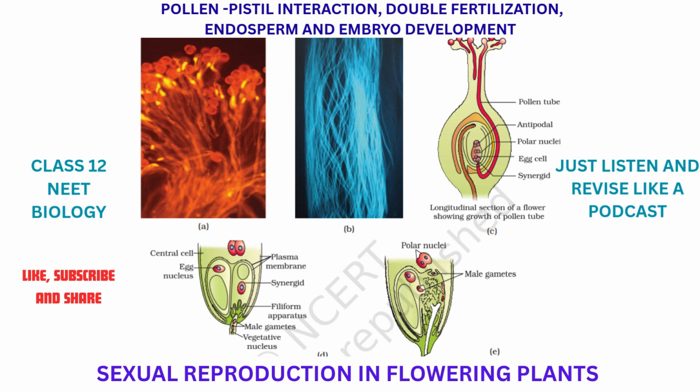Okay, but assuming everything goes right, syngamy happens, triple fusion happens, what's next? The building phase. Exactly. Post-fertilization events. This is where all the structures we recognize start to form. The ovule develops into the seed, the ovary surrounding it develops into the fruit. And inside the developing seed, the zygote grows into the embryo, and the PEN develops into the endosperm. It's the grand construction project.